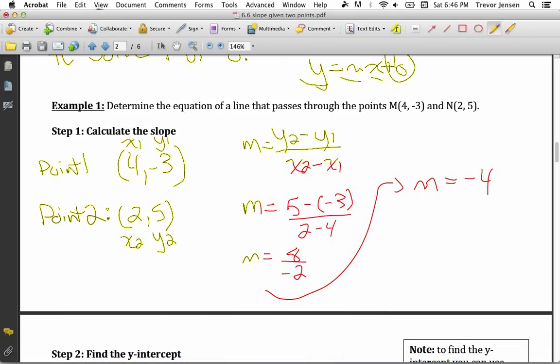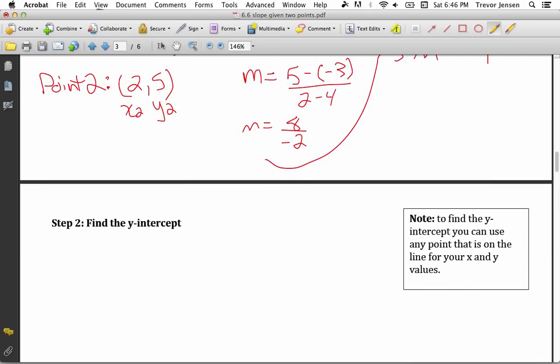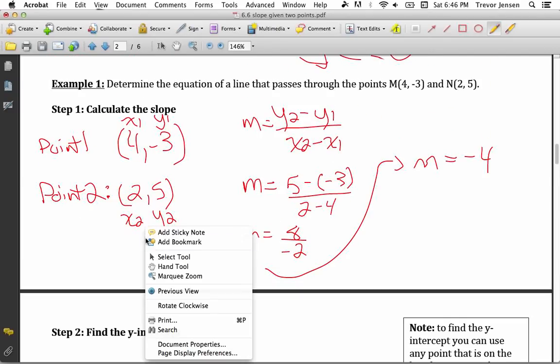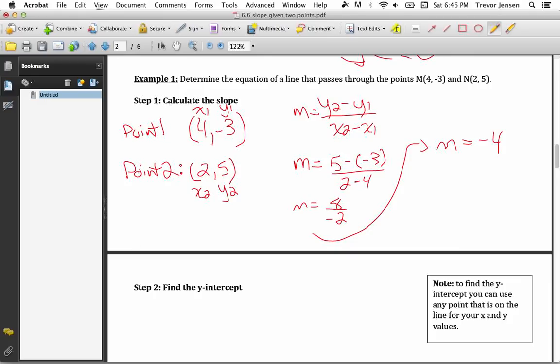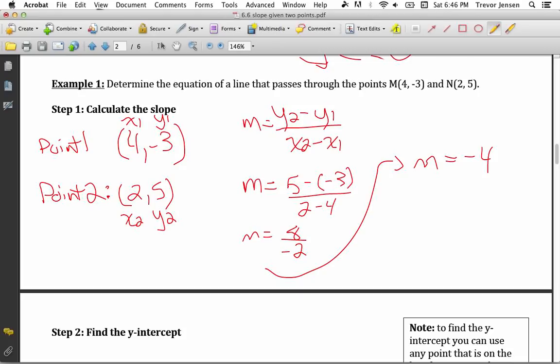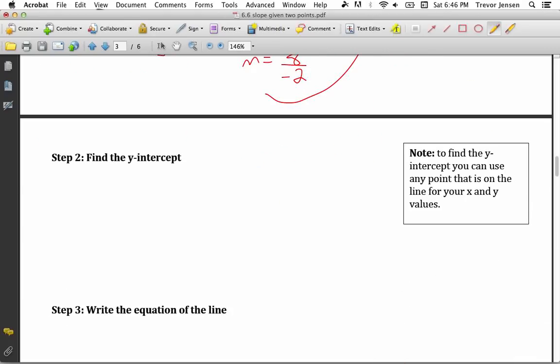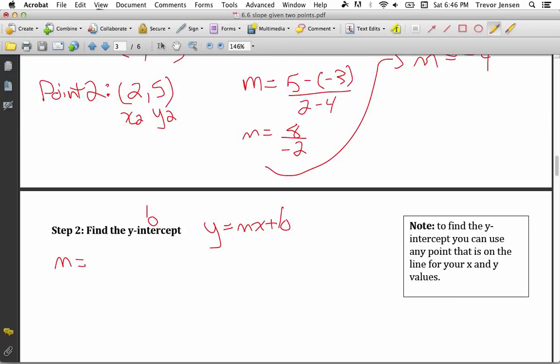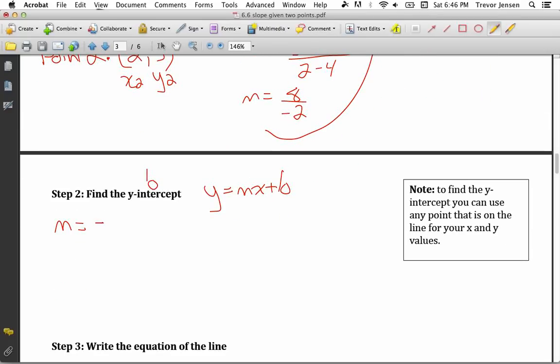Okay, so now that I have my slope, remember I need 2 things to write the equation of a line: slope and y-intercept. I have the slope, let's find the y-intercept. In order to find the y-intercept, I need to plug in all other values except for b into my equation so that I can solve for b, because remember b is your y-intercept. I just solved for my slope, and I found out my slope is -4.